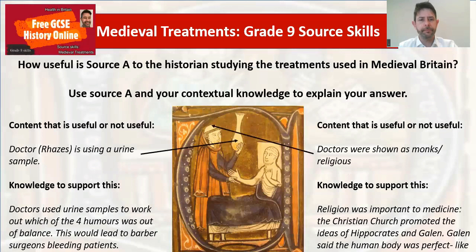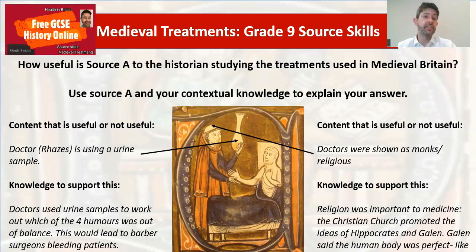So here's my ideas then. So the doctor is using a urine sample. Okay, looking at the urine sample, you should know that, quite a famous sort of picture or idea. So the doctor, and then knowledge to support this, doctors use urine samples to work out which of the 4 humours was out of balance. They'd have a urine chart full of colours they could look at, and this would lead them to know what to do in terms of treating the 4 humours. Maybe would they need to bleed the patient?